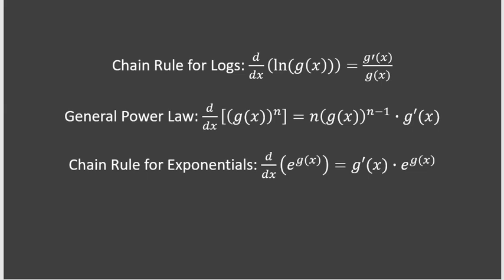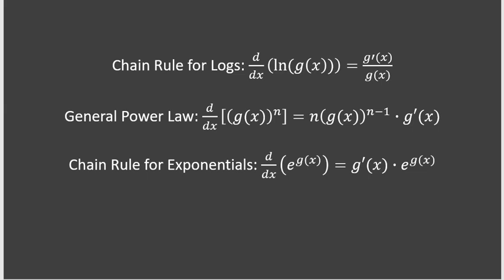Second one there is sometimes referred to as the general power law, which says if you have a big function of x being raised to some power and you want to find the derivative of that guy, you're going to take that power down times that big function g of x raised to a power 1 less than the one you had, and it's going to be all that times g prime of x. This is the special case of the chain rule where f of x is x to the n, and your inside function g of x is, again, just some arbitrary function g of x.